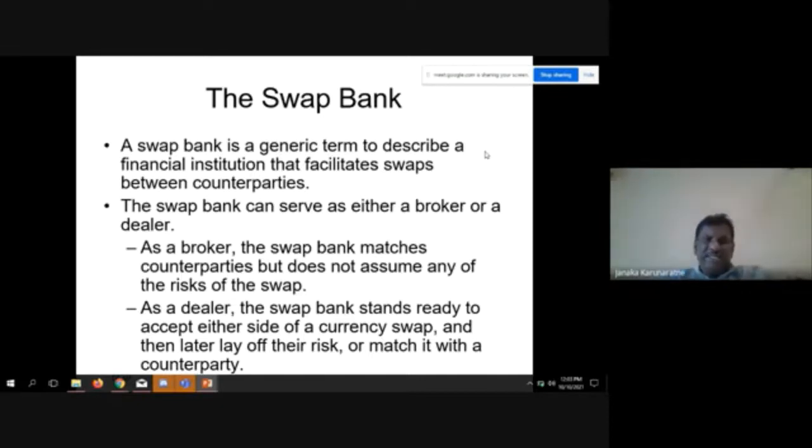Now the dealer is the opposite. With a dealer, we are not going to have a broker. Directly one bank enters into a swap with another bank, a direct swap. So the opposite bank will act as the counterparty. It's a direct transaction between the two banks. A brokerage is something which finds a party, another bank, to match the requirement. So it could act as a dealer directly, or as a swap bank.